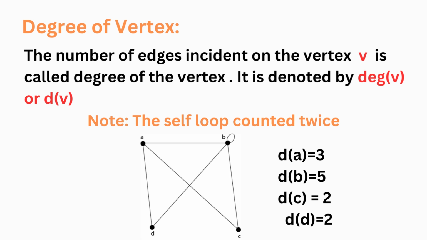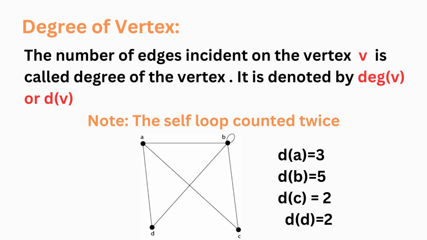Degree of B is 5. Why degree of the vertex B is 5? It means here the number of edges incident on the vertex B is 3. Along with that, there is a self loop at B. That's why, already we saw the note as above, the self loop counted twice. That's why here three edges plus one self loop, which is counted twice, that is 3 plus 2 is equal to 5.